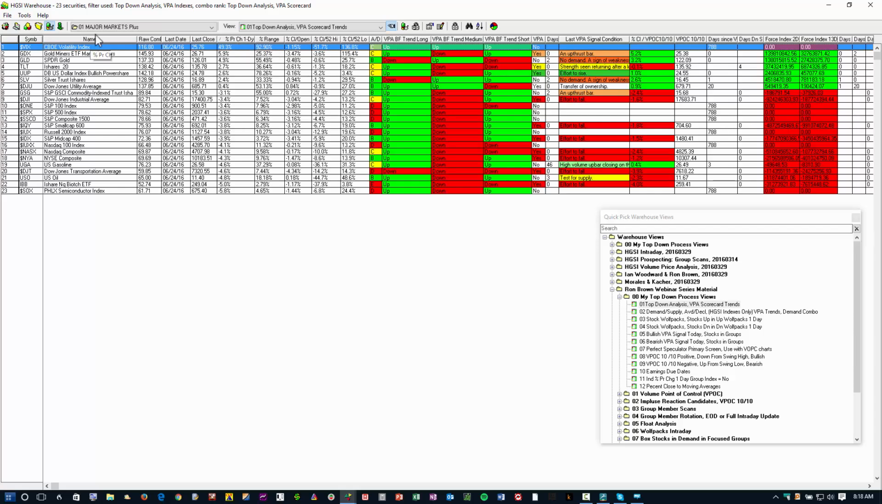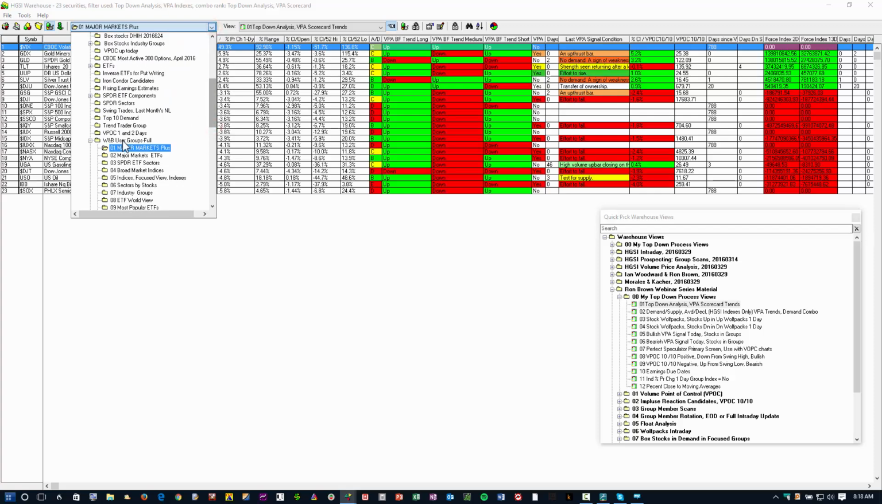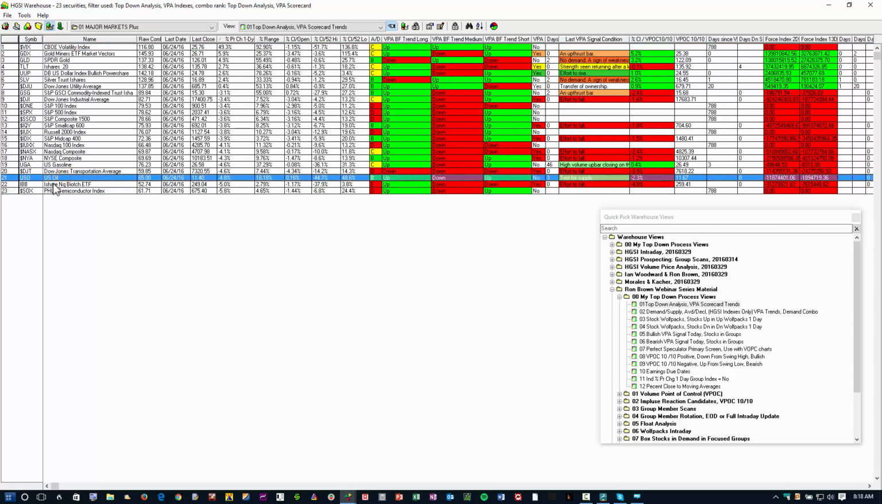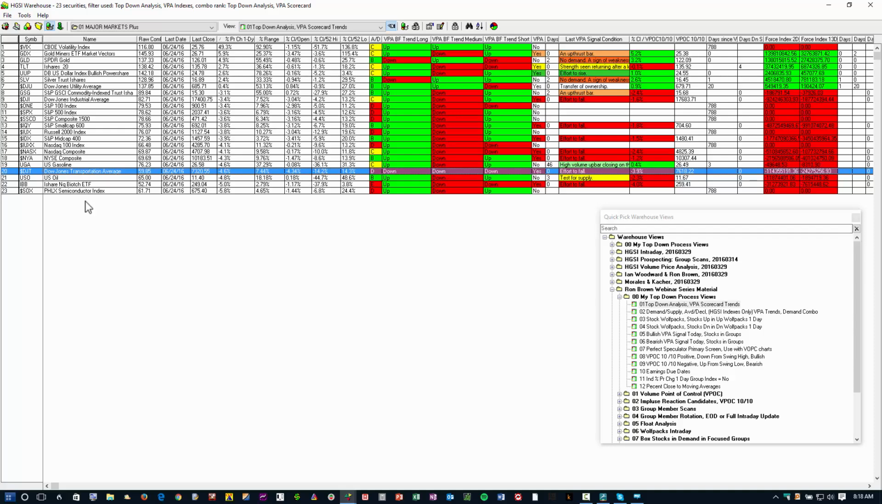Okay, so what I do is I go into my Major Markets Plus. That's where I begin, at the top of the W&B user groups, and these are my major markets, or the major markets with some ETFs added in. Now, the reason I did this years ago is to give us a broader perspective on what's happening, and the best way to do that was to use the major market indexes and intersperse, or add, I should say, some ETFs, which will give me a feel for what's going on.